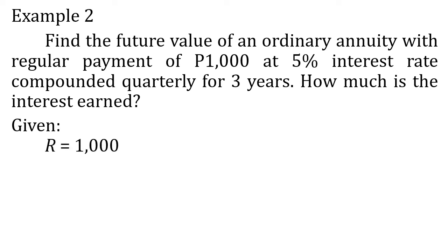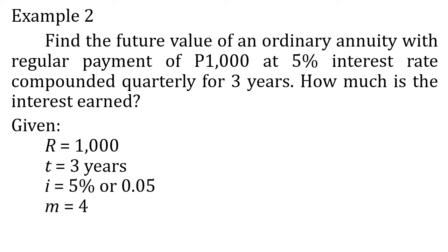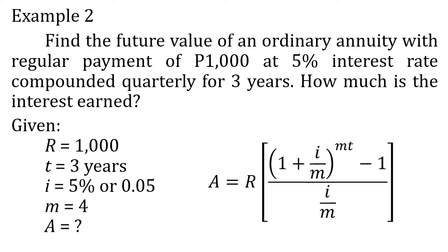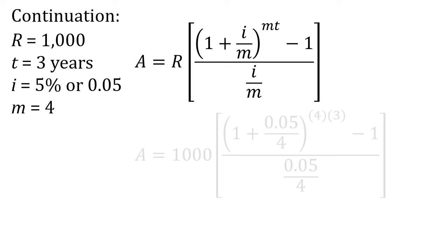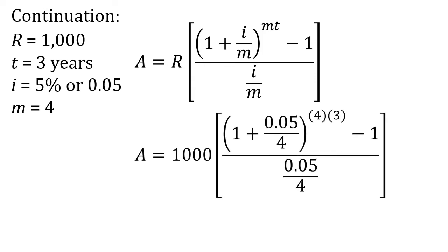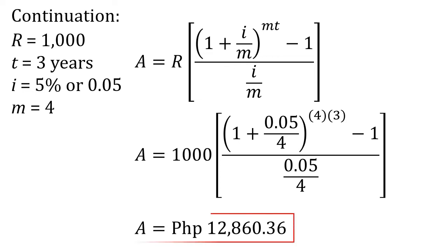So given the regular payment is 1,000 pesos, time is 3 years, I is 5% or 0.05, M is 4 because the compounding period is quarterly. So we will be solving for A. Again, this is the formula that we are going to use, the future value of ordinary annuity. For the continuation, just substitute the values of R, T, I, and M. Make sure that you are substituting the values correctly. So here, the future value is 12,860.36 pesos.